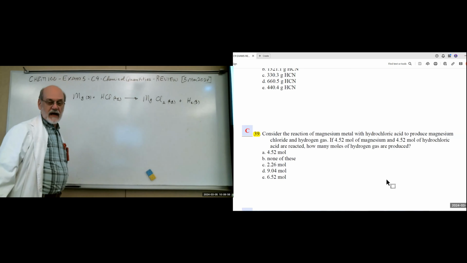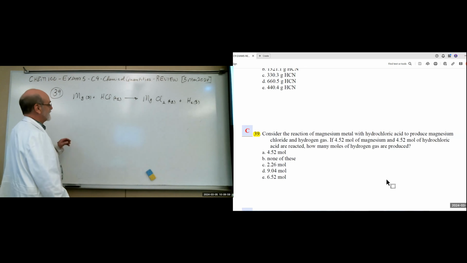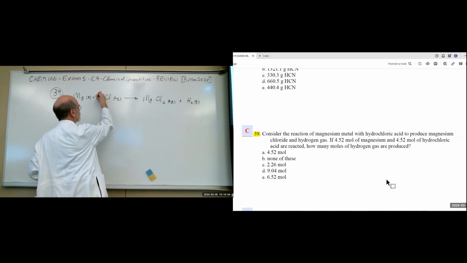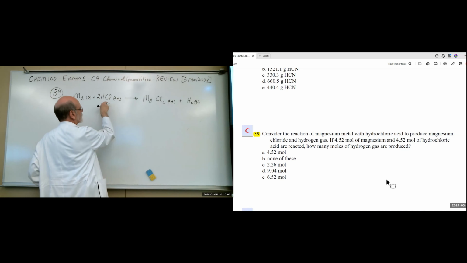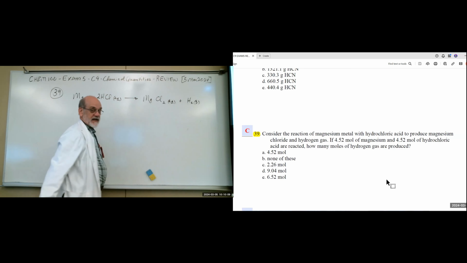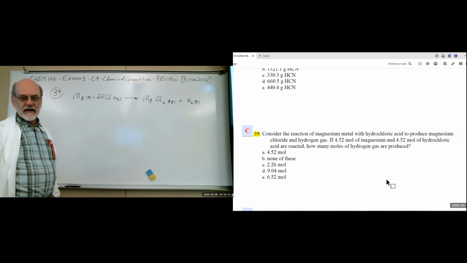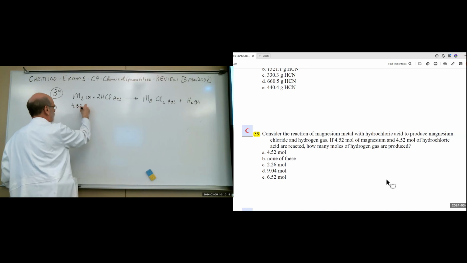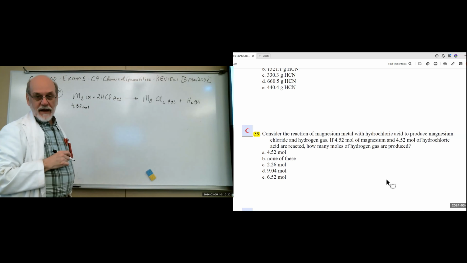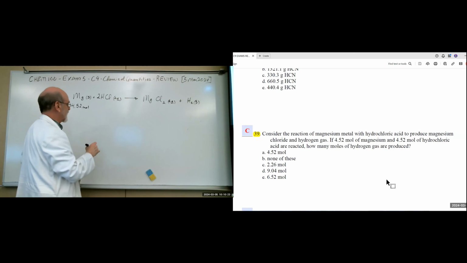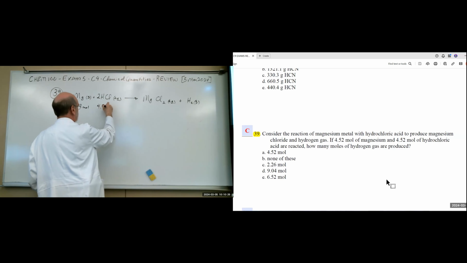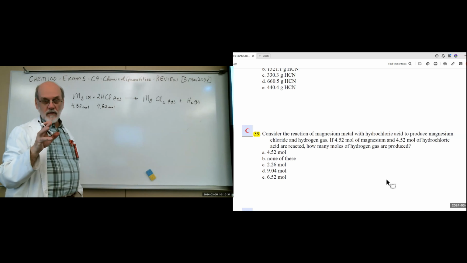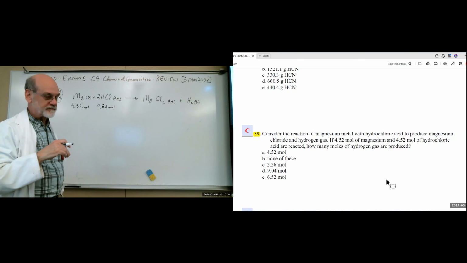Okay. We need to balance it. So we're going to keep this one to the last. We're going to say we need 2 chlorines over here. So put 2 there. That makes 2 chlorines, 2 hydrogens, and that's balanced. If 4.52 moles of magnesium, right, and 4.52 moles of hydrochloric acid, reacted, how many moles of hydrogen gas are produced?